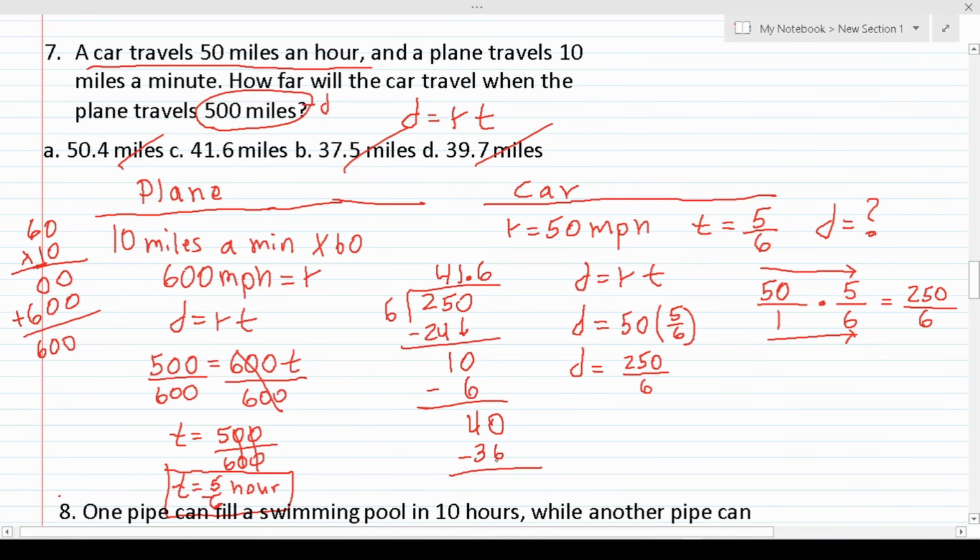Let's keep working this out. 40 minus 36 is 4. And as you can see, this is just going to keep repeating. So this is going to be 41.6 miles. Again, they rounded that, so no big deal there.